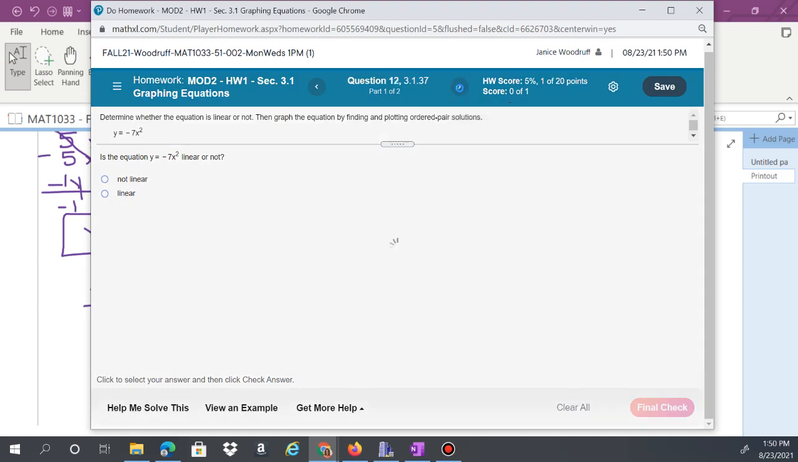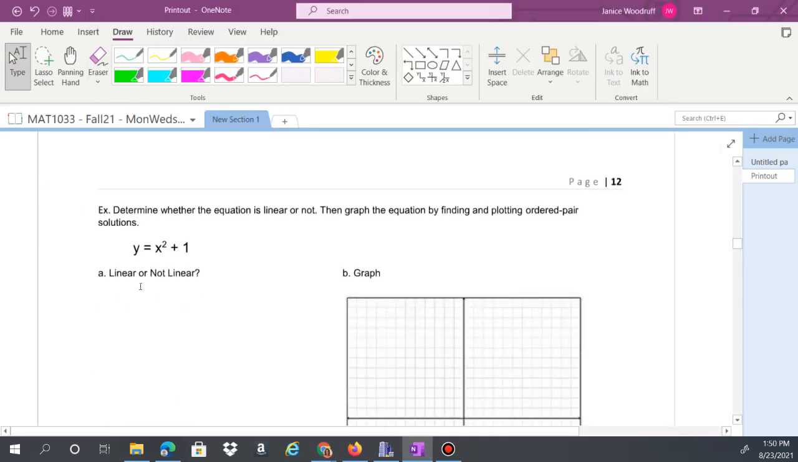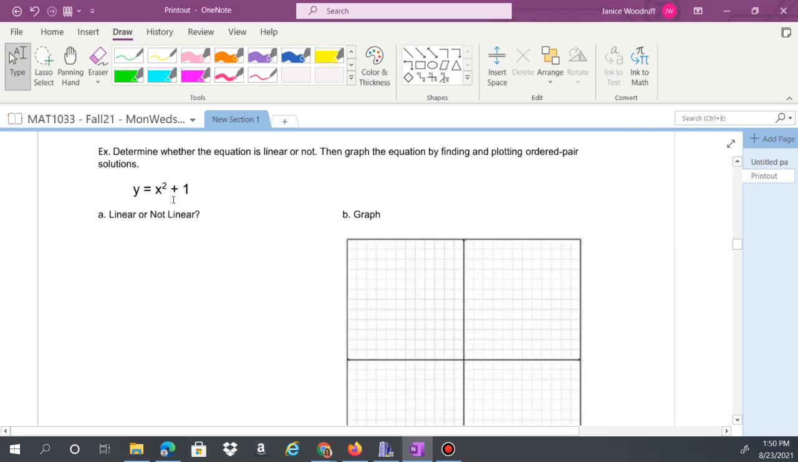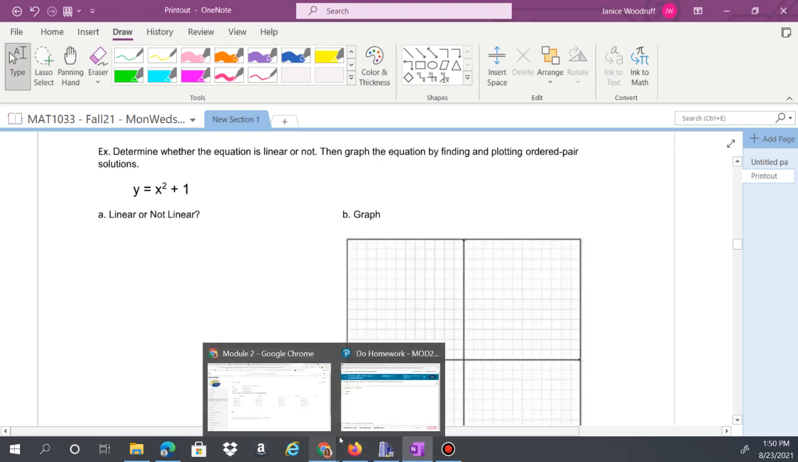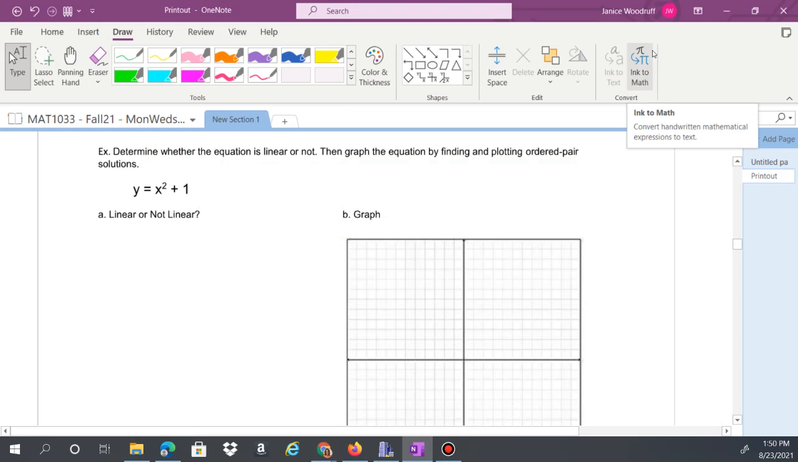So like this one here. Okay, so you have x squared minus 7. If you go down here, this is a similar problem, so change this problem to x squared minus 7. We'll do this problem and then we'll graph it in the homework. Okay, so is this linear or not?